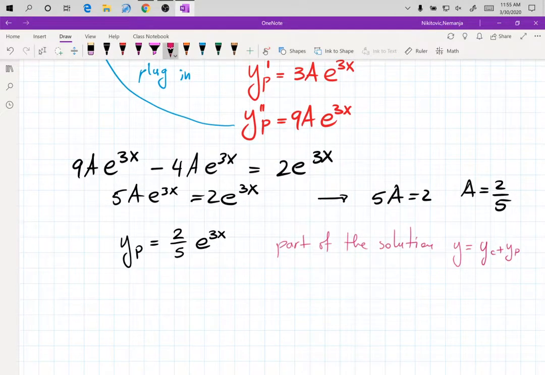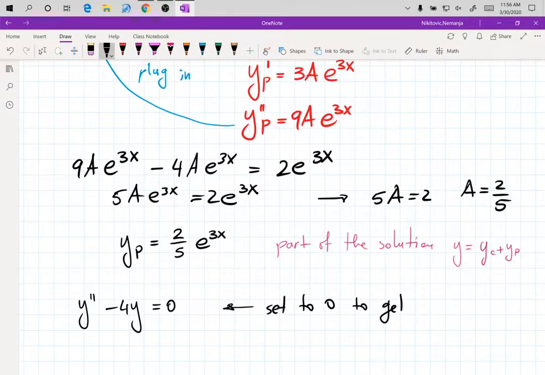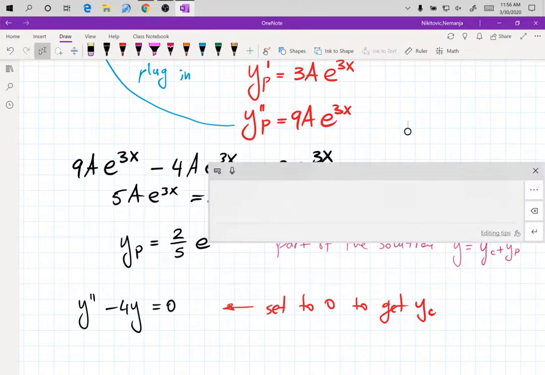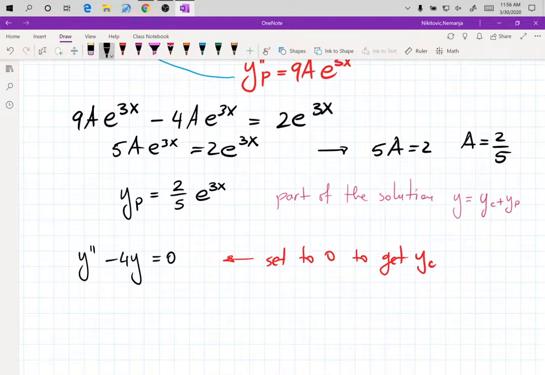And we are going to write the original differential equation as y double prime minus 4y equals 0, right? And set to 0 to get yc. Actually, that should be written in blood. There we go. So what do I have? Well, we just have r squared minus 4 equal to 0. There is no y prime term, therefore there is no r, right? It's just r squared and a constant term. And this is going to give us r as plus minus 2.